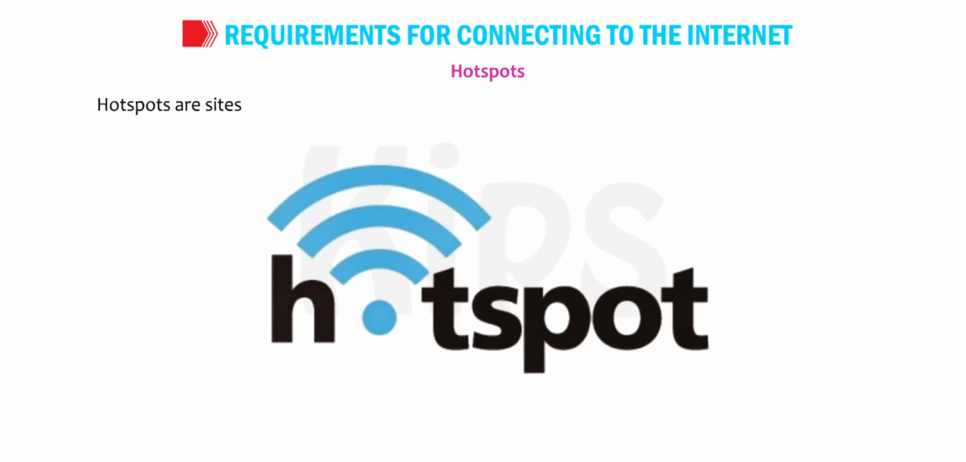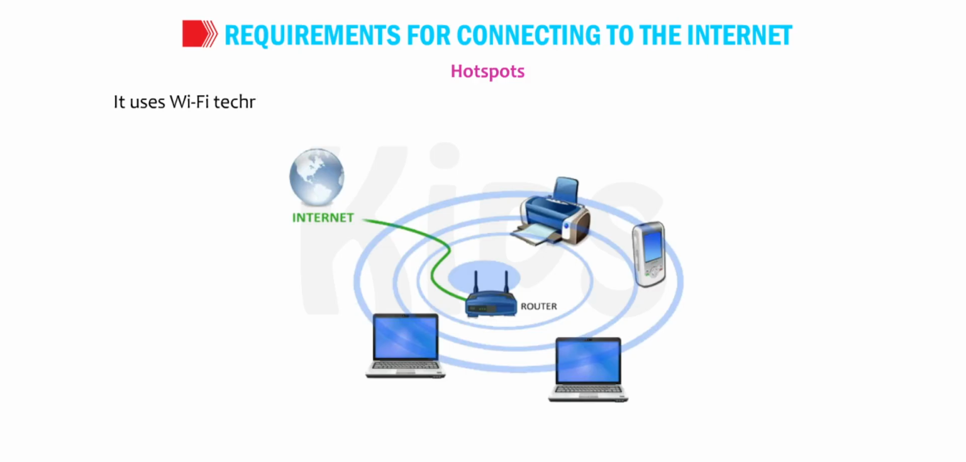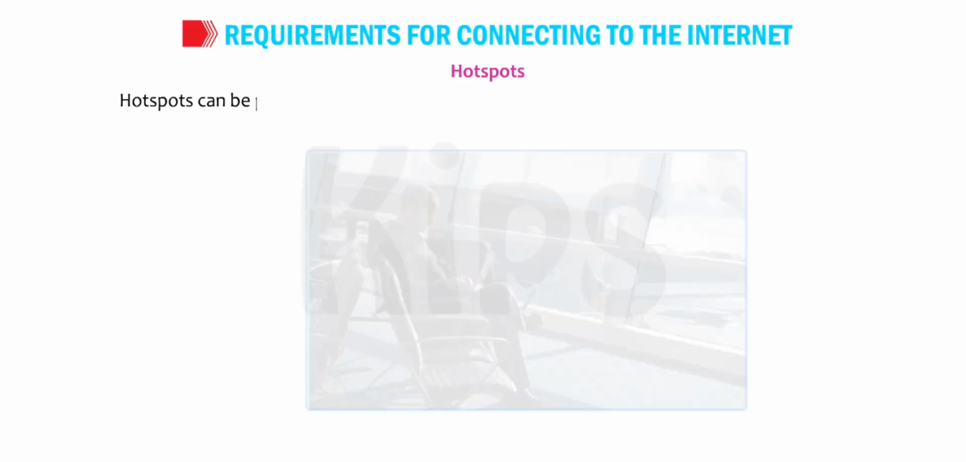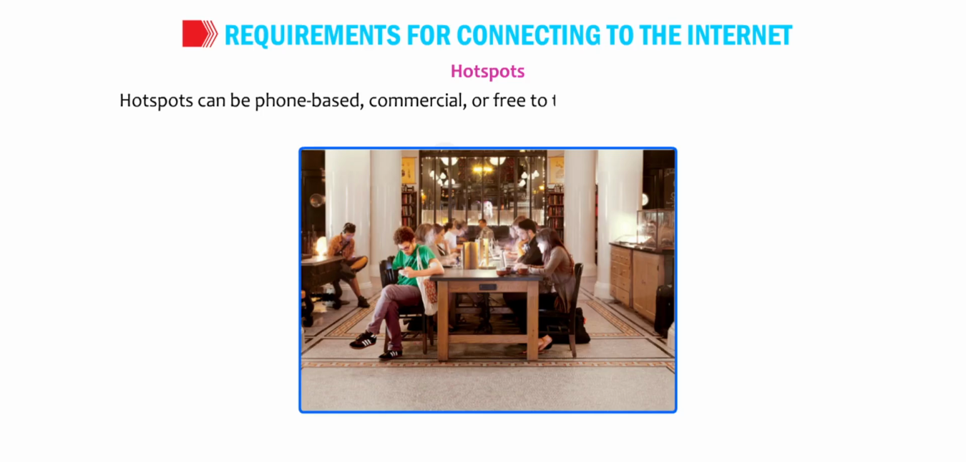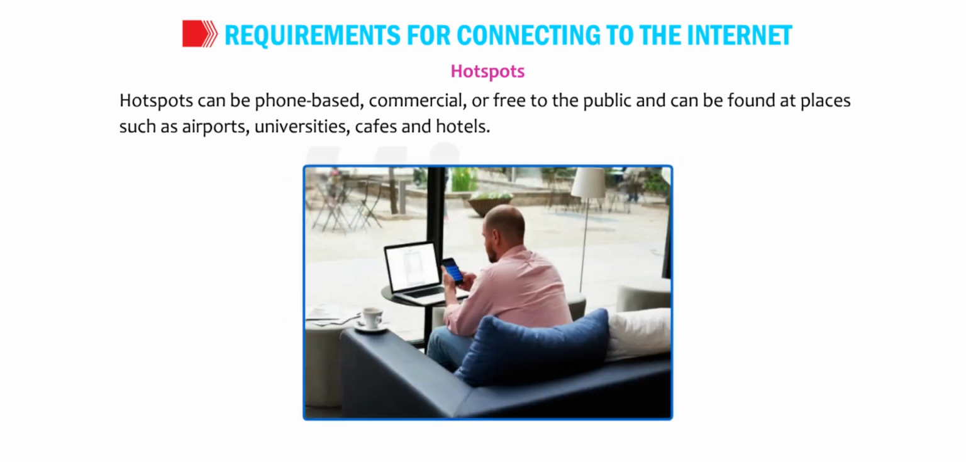Hotspots. Hotspots are sites that provide wireless Internet access over short distances, approximately 20 meters. It uses Wi-Fi technology and allows the users to connect to the internet through radio waves. Hotspots can be phone-based, commercial, or free to the public and can be found at places such as airports, universities, cafes, and hotels.